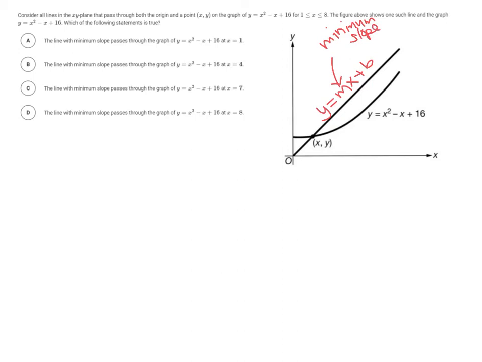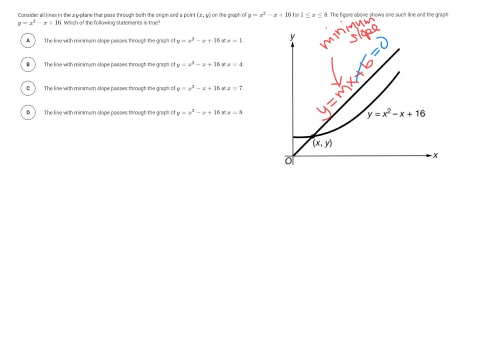So we know a few things about the equation of this line. The first thing that we know is that b is equal to 0. That's going to be really helpful because we know it passes through the origin. The second thing that we know is that it intersects the graph y equals x squared minus x at this point, xy. So that's going to also help us.